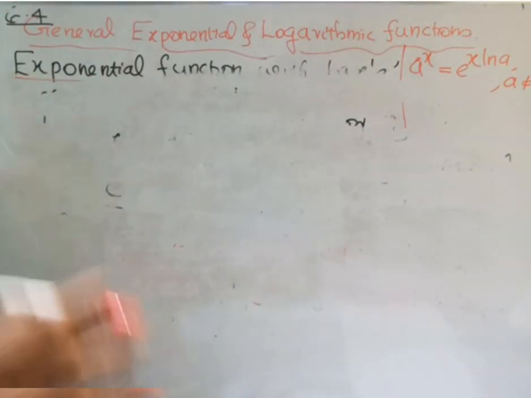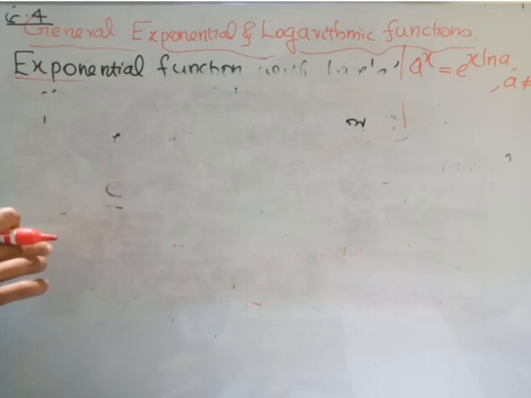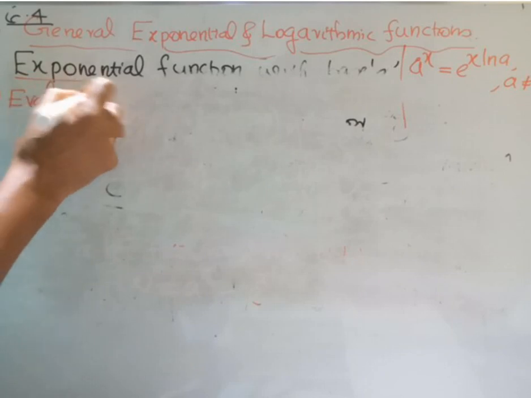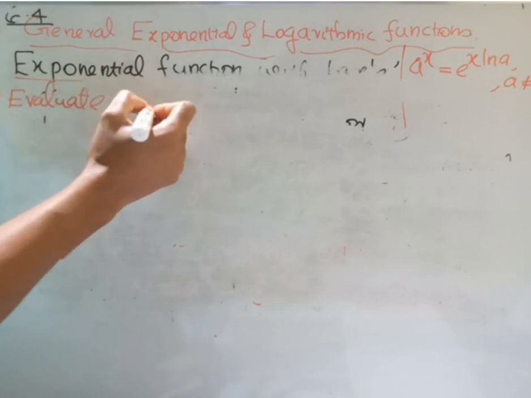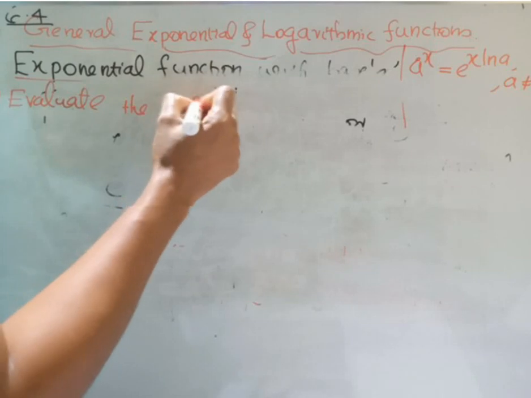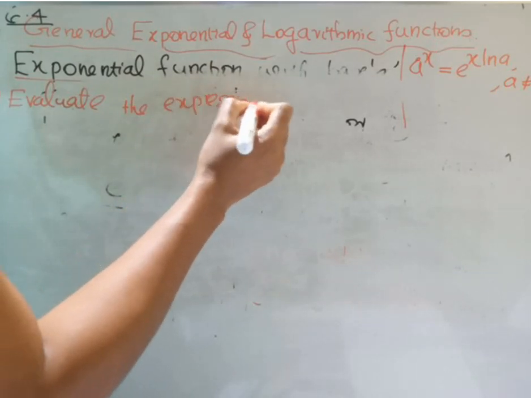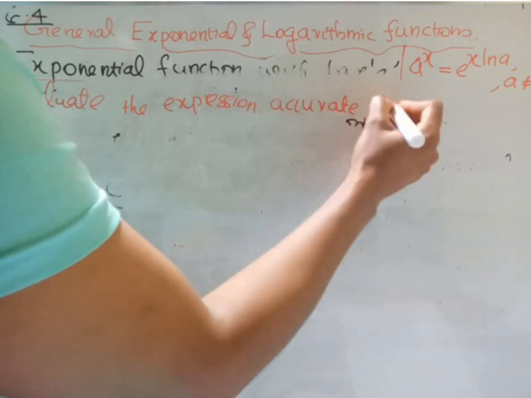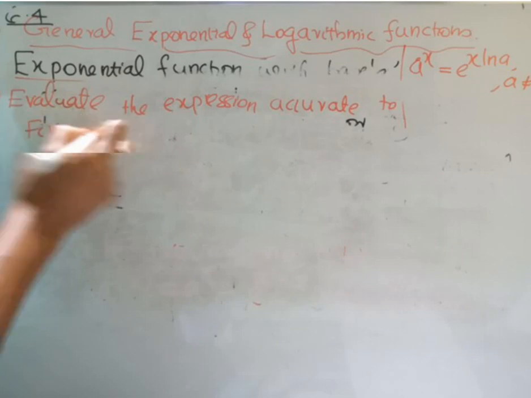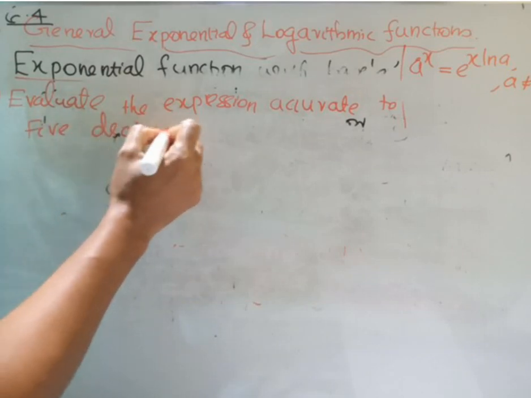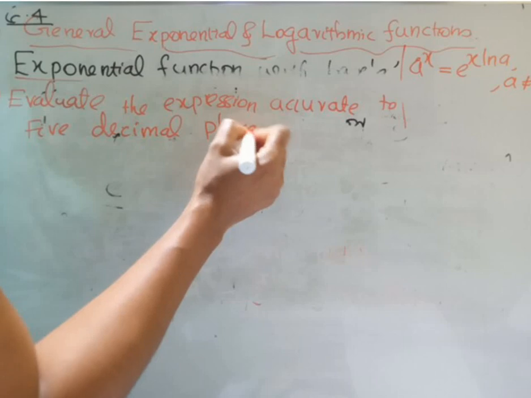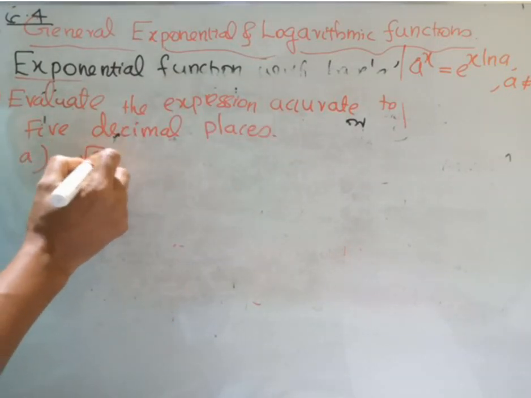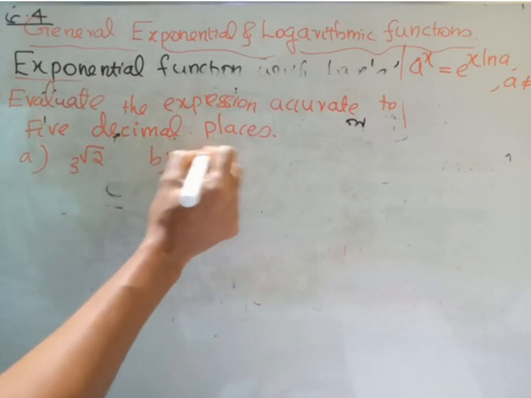So the first problem is to evaluate the expression accurate to 5 decimal places. First one is 3 raised to root 2. Second is 2 raised to pi.